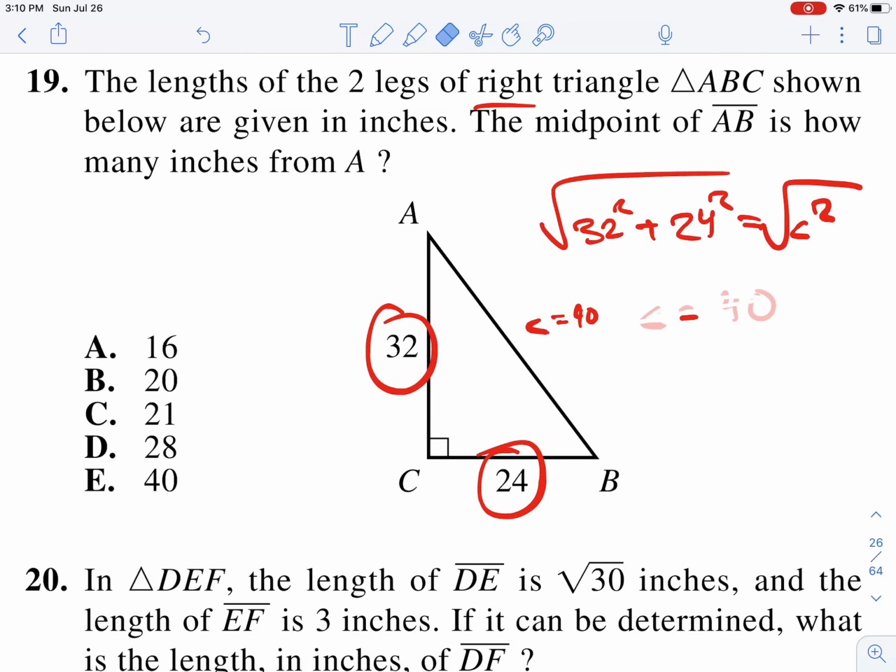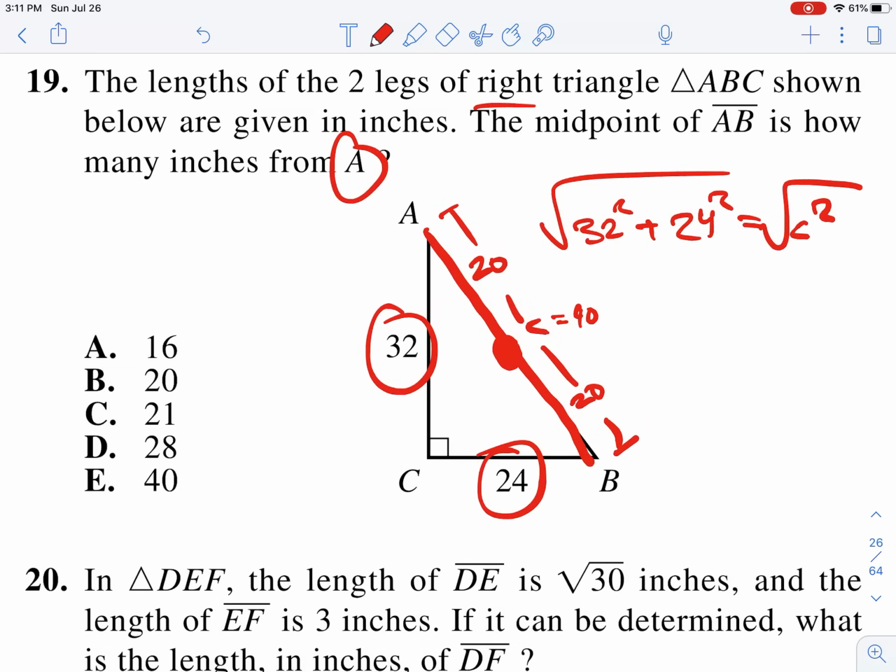All right, so that's the first step. Now, if we know this entire thing is 40, the midpoint is going to divide this into a segment of 20 and then another segment of 20. So from A or from B, the midpoint is just 20 units away. And the answer for 19 is B.